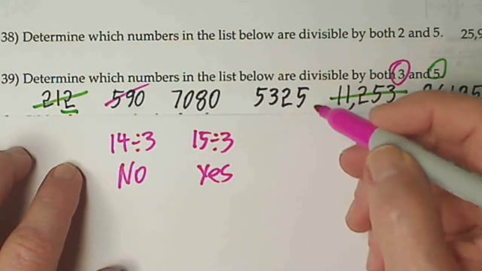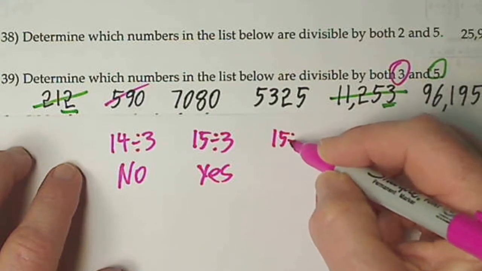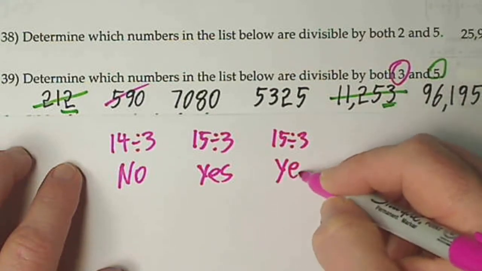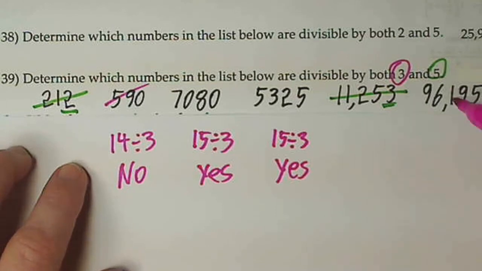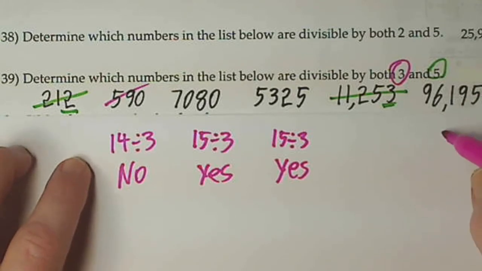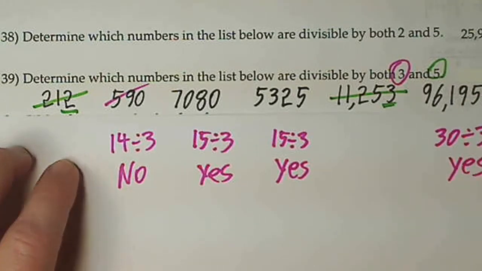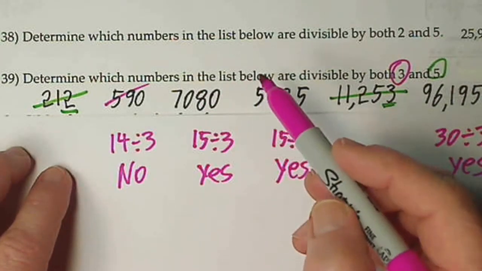All right. Got to add up all these. 8, 10, 15. 15 divisible by 3? Yes. And finally, we'll add up all these. There's 15, 16, 21, 30. Is 30 divisible by 3? Yes.